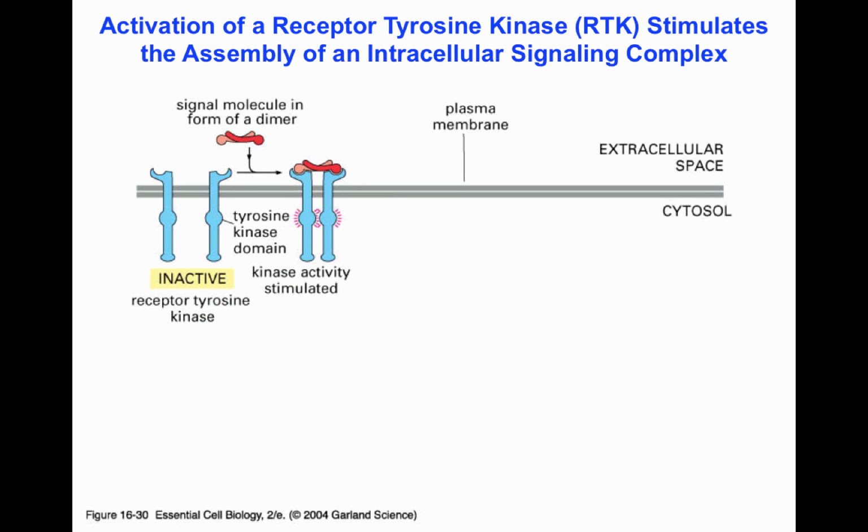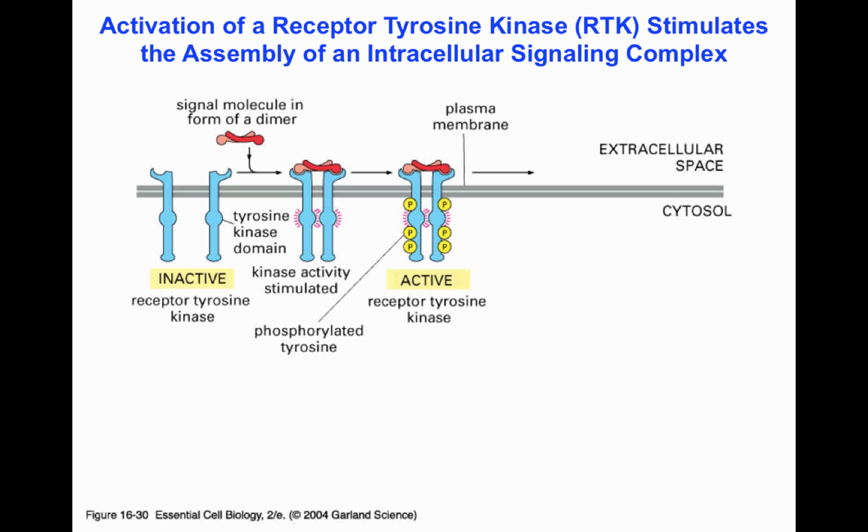Now let's take a look at this in detail. Here is a receptor tyrosine kinase, which is a class of molecule that has a tyrosine kinase domain. One thing that I want to show you with this protein is that it has a tyrosine kinase domain, shown over here by the belly of this single monomer. And when there is no ligand, that tyrosine kinase domain is inactive. So when the ligand binds to it and induces a dimerization of the receptor, that induces the kinase activity to be stimulated and therefore turned on.